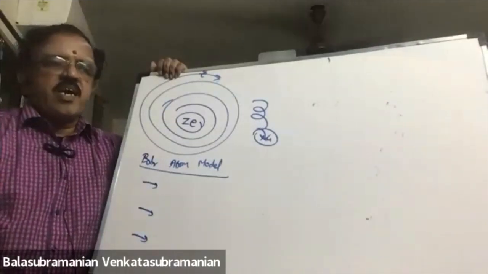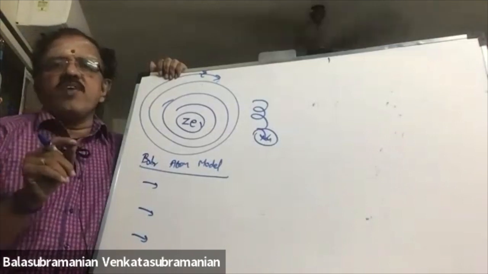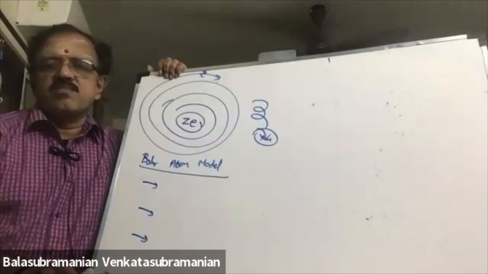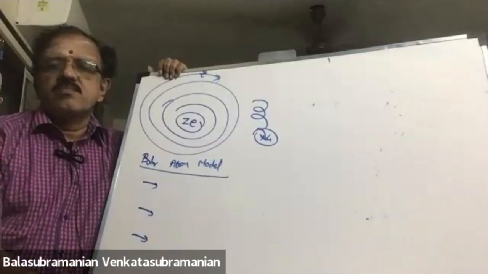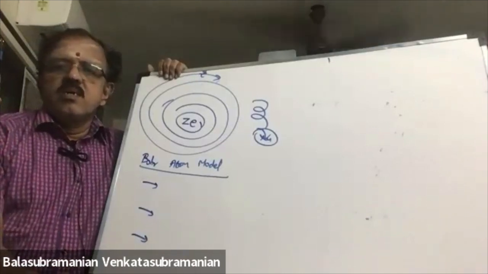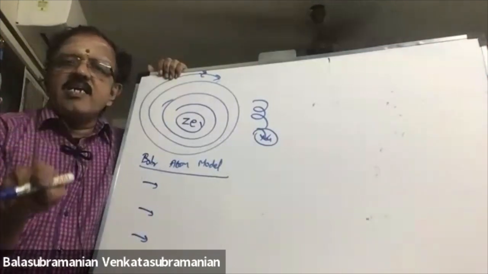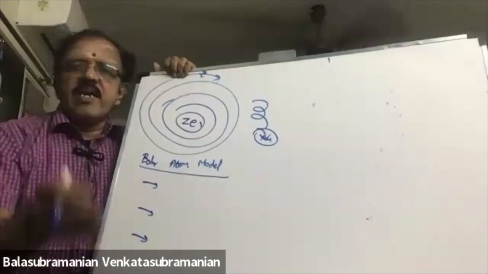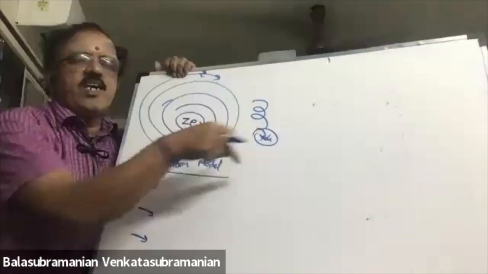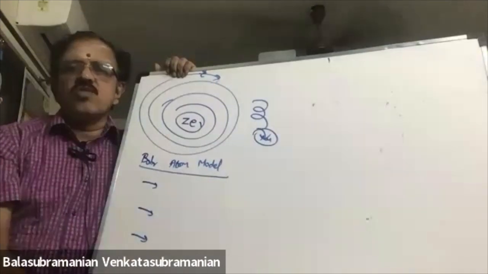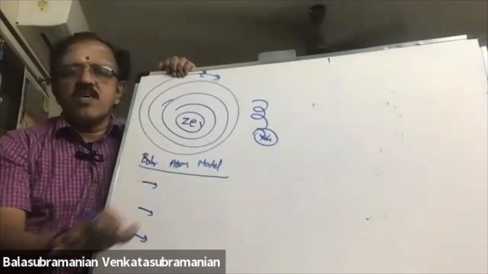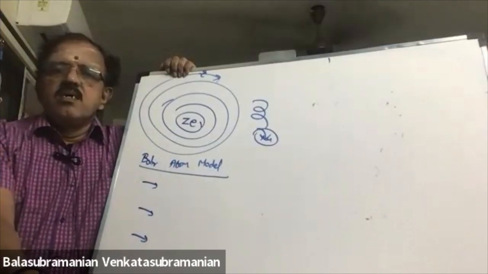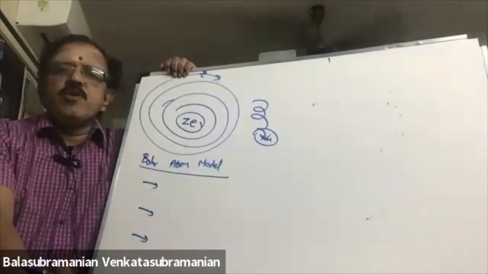The first postulate says electrons are revolving around the nucleus in certain stable orbits without radiating energy. Underline the word: they are not radiating energy. If they radiated energy, they would spiral and fall into the nucleus. So the problem of Rutherford is solved here. Then no energy is produced at all, sir?